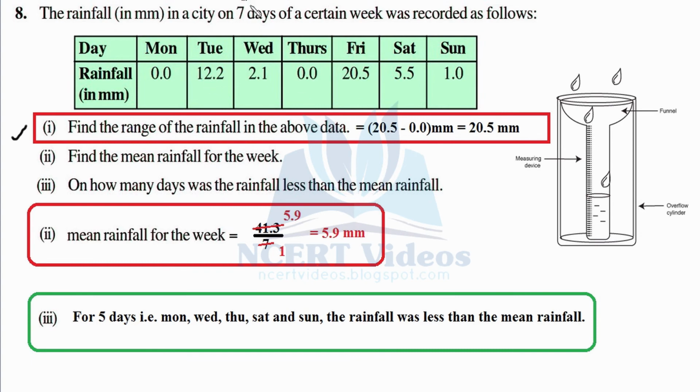So we have 7 days. When you add them all, you get 41.3 divided by 7. Now what is the divisibility rule of 7? Well, you haven't learned it in your previous class, but let us tell you. Take this number. We are not considering the decimal at this point, so consider it 413.